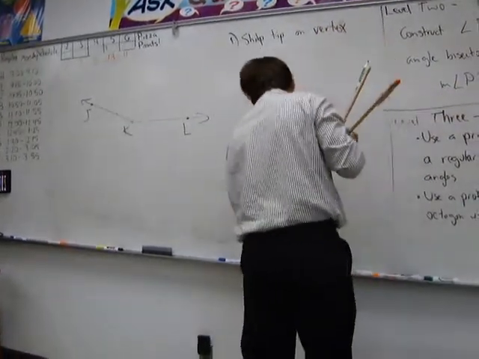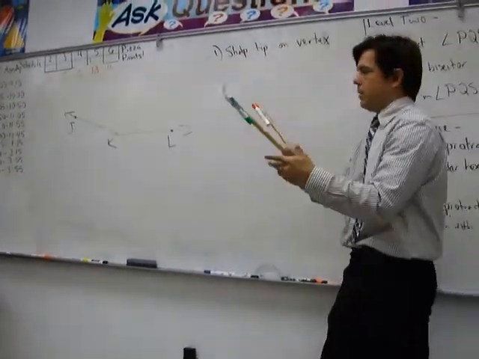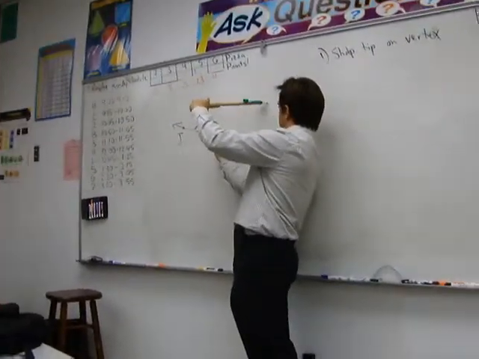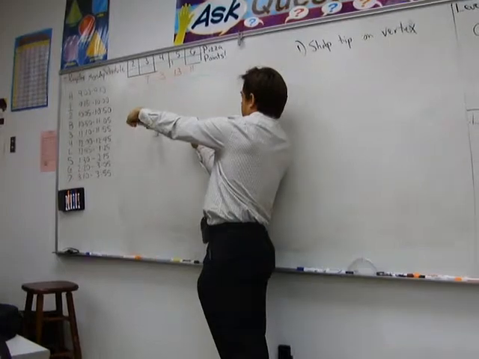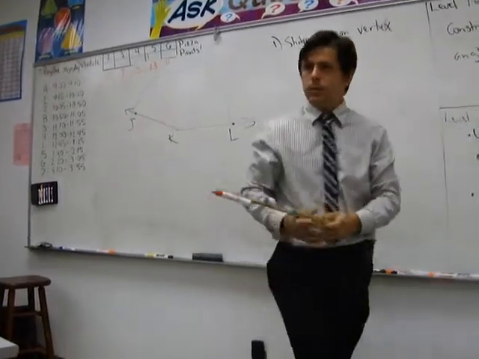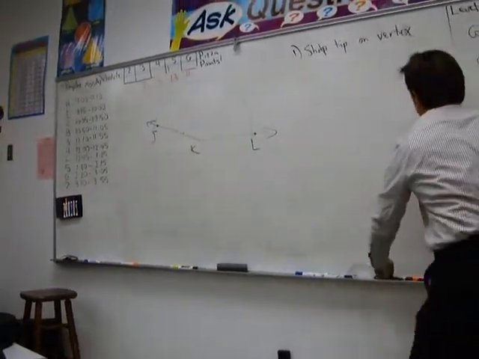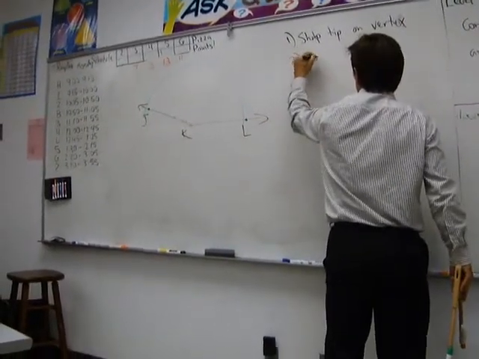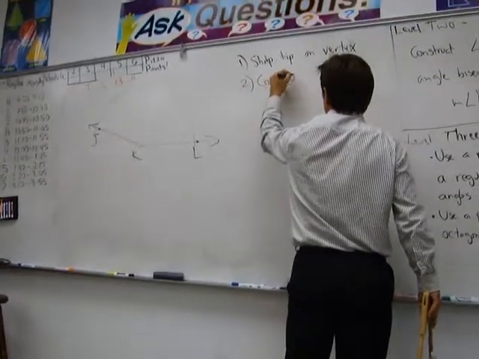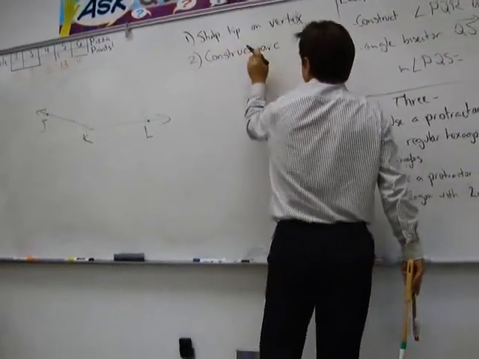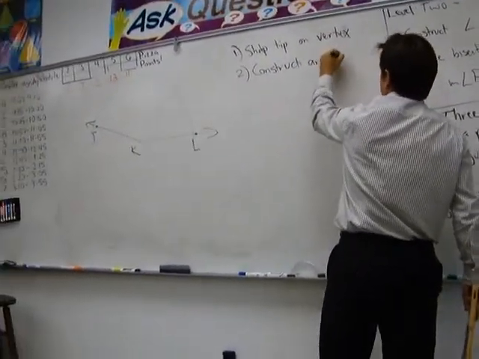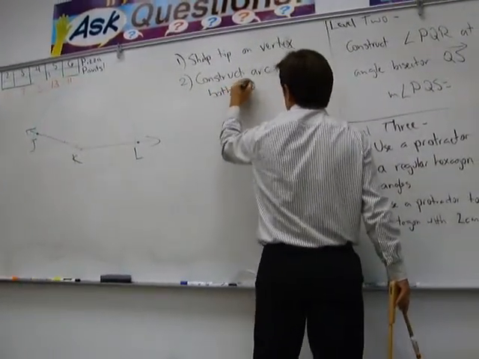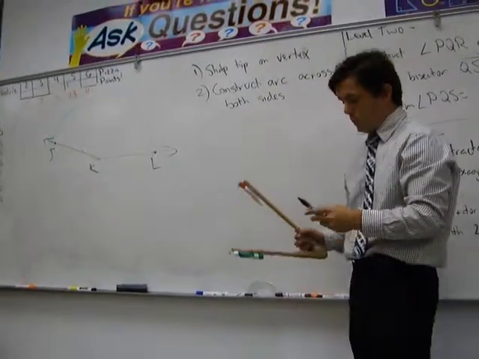Vertex, bingo. Okay. Second step, I take the compass and then draw an arc that intersects both sides of the angle. Construct an arc, the word is arc, A-R-C, across both sides. Construct an arc across both sides.